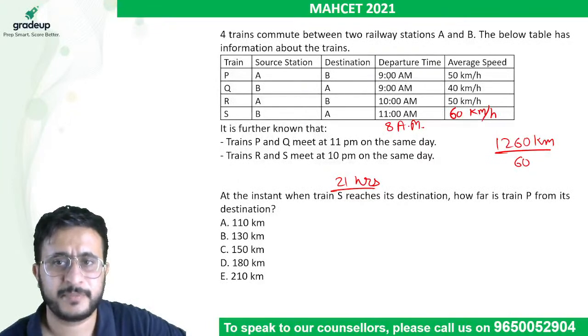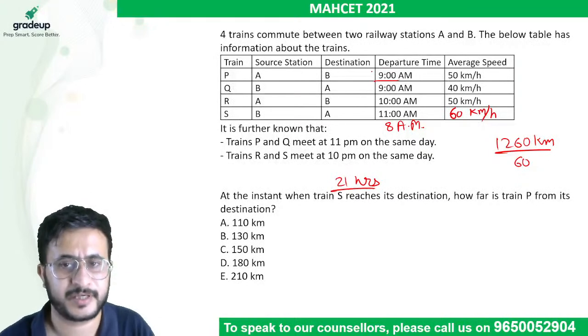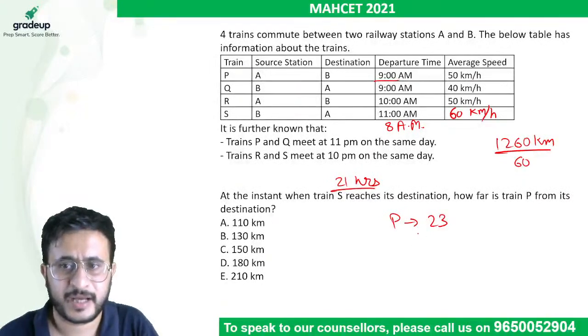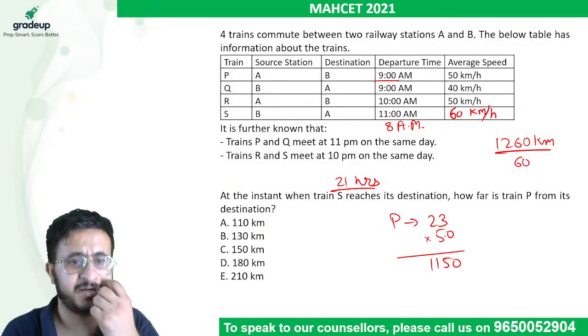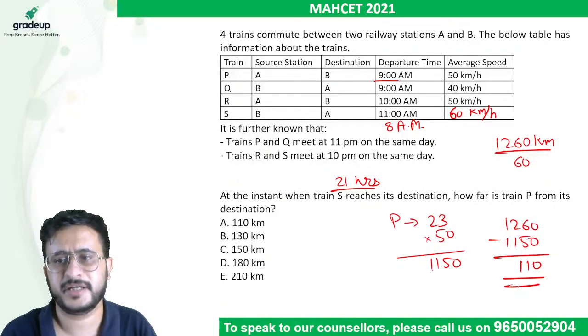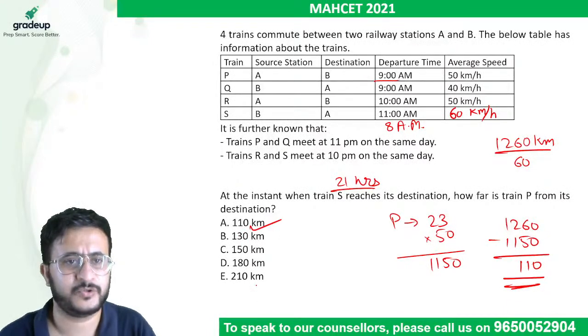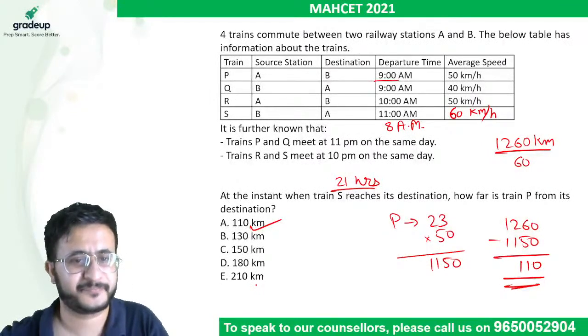Okay. Now remember that P has not traveled for 21 hours. P has traveled for 2 more hours, right? So P has traveled for 23 hours. And its speed is 50 kilometer per hour. So how much has P traveled? 1150 kilometers. So the distance is 1260 minus 1150. The distance is 110 kilometers, right? Some of you must be getting 210. You must have multiplied by 21. So remember, P has started early.